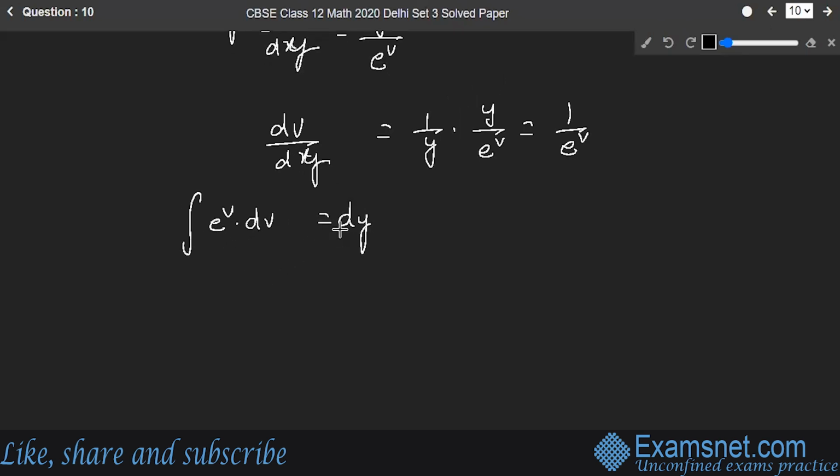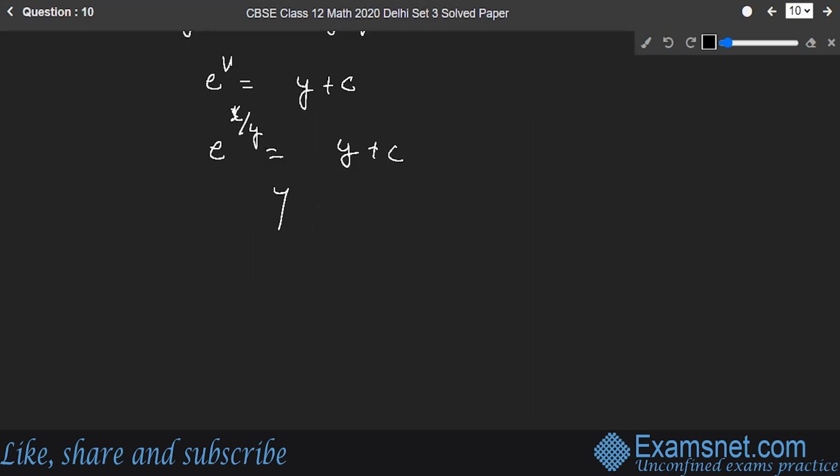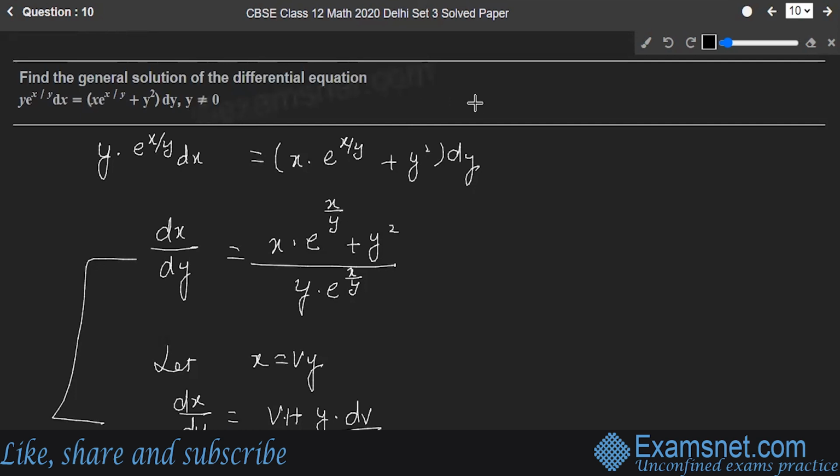All right, so now let's do the integration on both the sides. You have e raised to power v is equal to y plus c. And what was v? You had taken x is equal to v into y, so v will be equal to x upon y. So this is e raised to power x upon y is equal to y plus c, or y is equal to e raised to power x upon y plus some other constant k. So this is the required solution of the differential equation. Hope you understood that. So the answer to the question is y is equal to e raised to power x upon y plus the constant k.